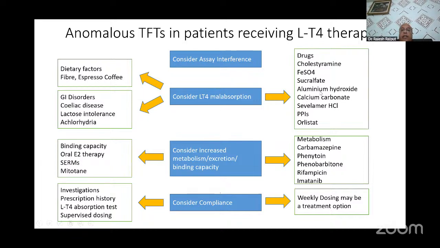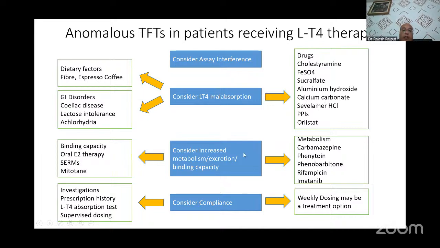Then, as you see, there are a number of drugs which are available over the counter in our country, and patients consume them regularly. One of them is proton pump inhibitors or drugs for acidity. Again, a large number of patients are taking them on an empty stomach after getting up in the morning. They are also responsible for decreasing the absorption of levothyroxine. Similarly, iron tablets, calcium tablets, and so many other drugs.